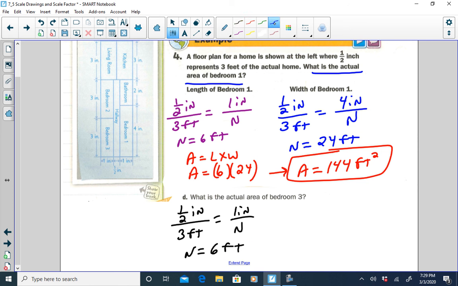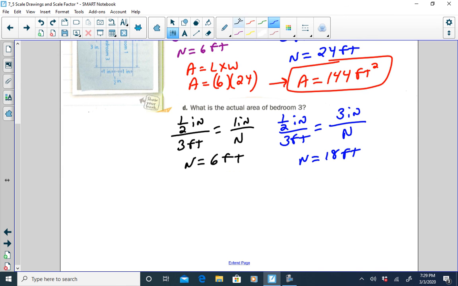All right, and then let's find our width. So the scale is the same, 1/2 inch, 3 feet. But then that's going to be equal to what? Well, bedroom 3 is 3 inches long, so that's going to be 3 inches here. This is going to be over n, so n is equal to 18 feet.